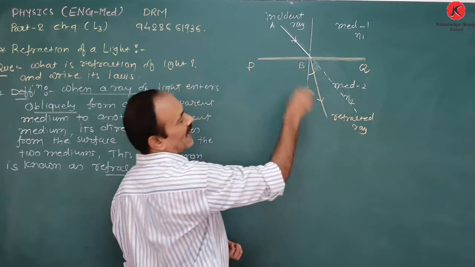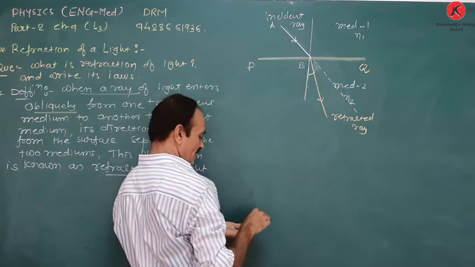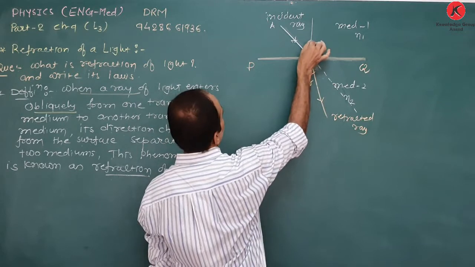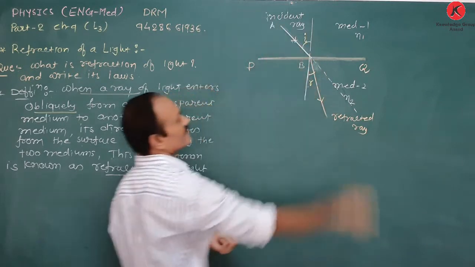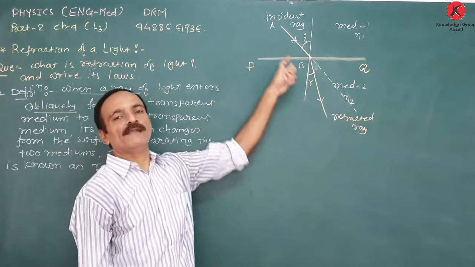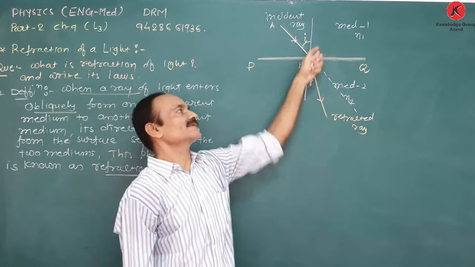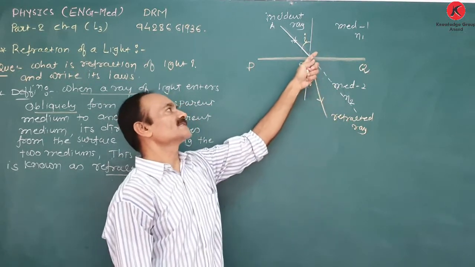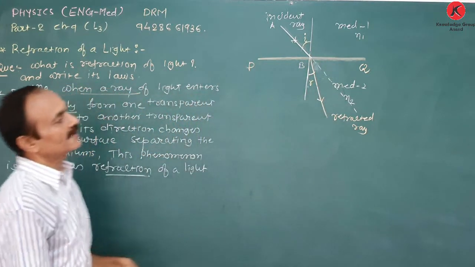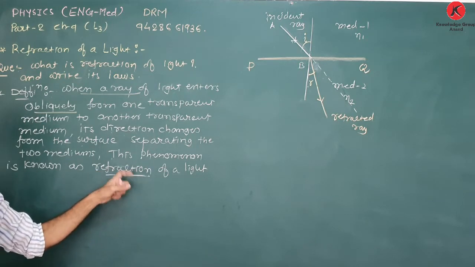The angle made by the refracted ray with the normal is the angle of refraction, that is r, and the angle of incidence is i. Again, according to the definition, when the ray of light is incident obliquely from one transparent medium to another transparent medium, its direction changes at the surface separating the two media. This phenomenon is known as the refraction of light.